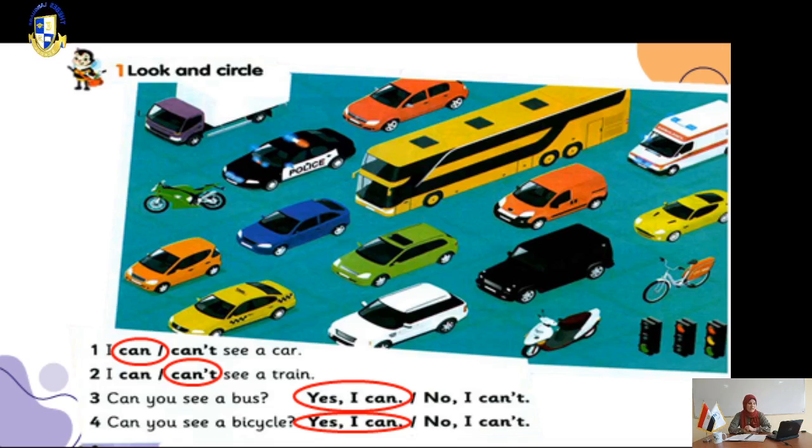Number 3, can you see a bus? Yes, I can. Look at the picture. You can see a big bus. So, yes, I can. Number 4, can you see a bicycle? Yes. Can you see it? Yes. So, we are going to choose yes, I can.